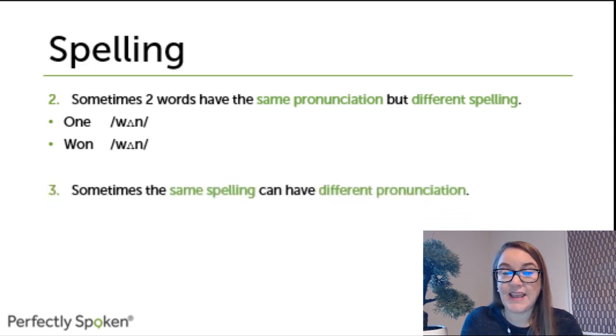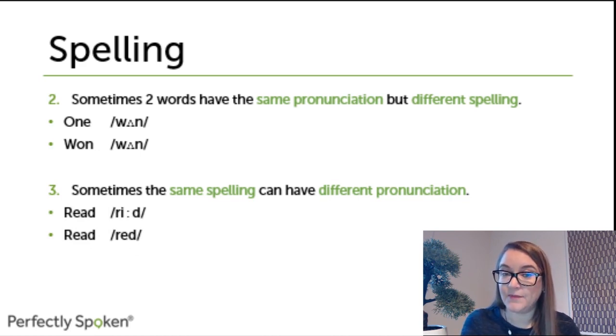And sometimes the same spelling can have different pronunciation. Have a look at these examples. Read and read. So the first word is in the present tense. Today I read a book. But the second word is in the past tense. Yesterday I read a book. So we can see that spelling doesn't help us with our pronunciation.